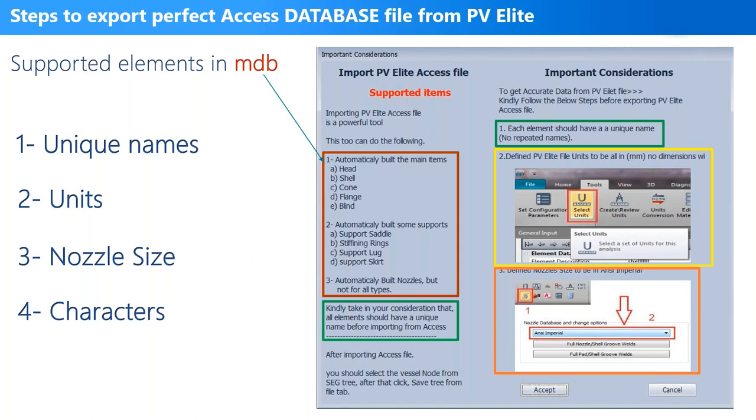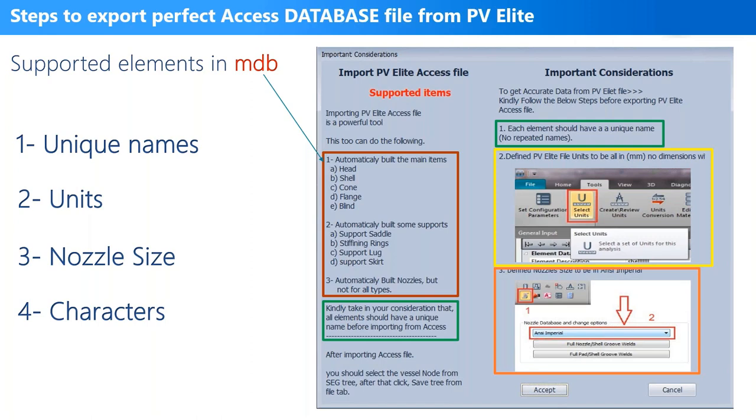Why? Because in all CAD software, if you have a project, you should have unique names for each element in your model. No repeated names, because in the 3D model, when you open it, the 3D model will get a conflict between the names. So you should have a unique name for each element.